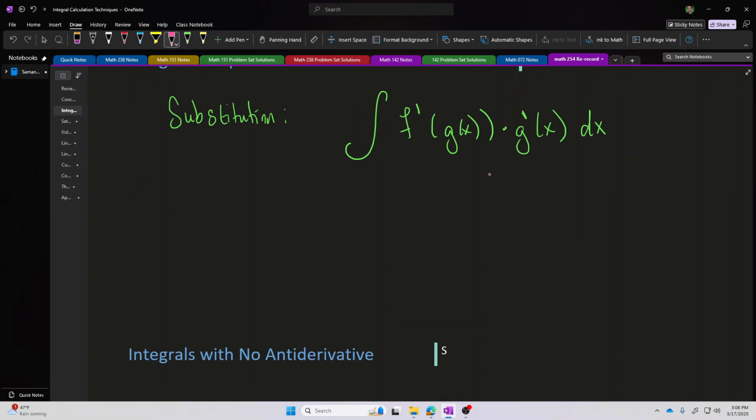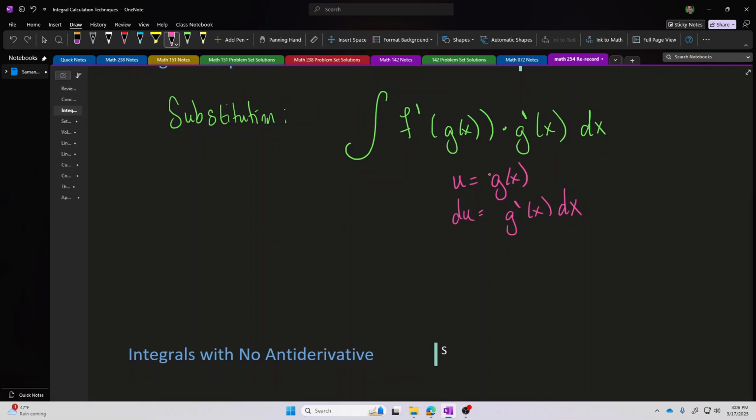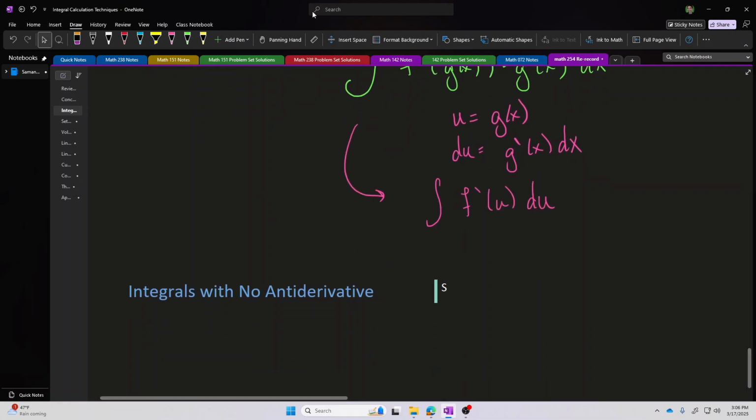When you're applying method of substitution to a problem, your goal is to let a single variable u replace the quantity g of x, so that the du can replace the quantity g prime of x dx. And therefore, this entire integral can be turned into one in terms of u alone. Something ideally that is much simpler in the variable u than it was in the variable x.